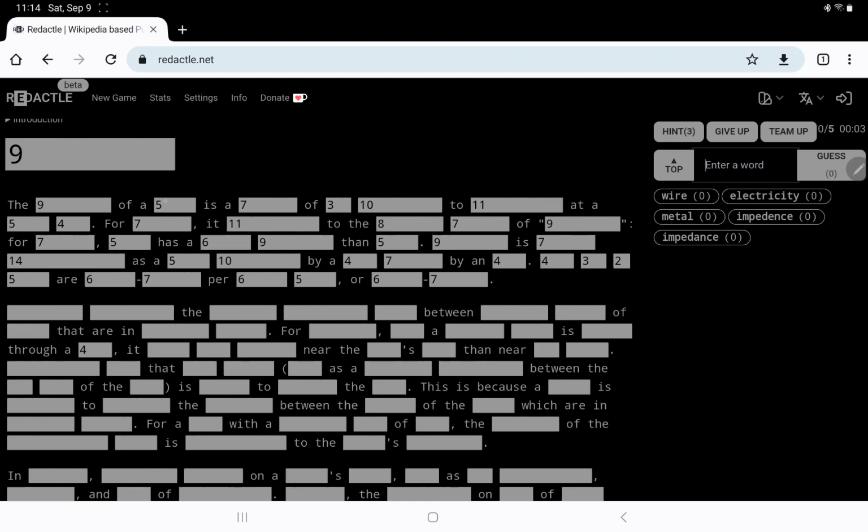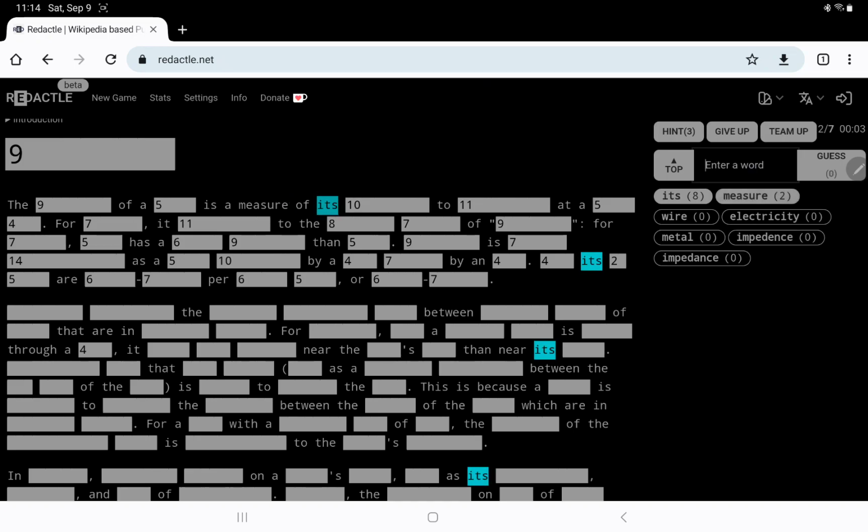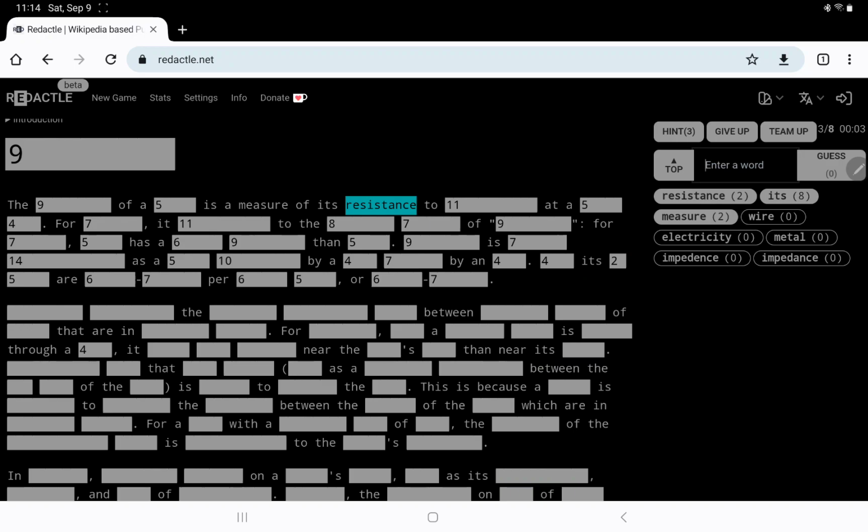So then it is the something. What is that 5-letter word? Is it a measure? Oh, thank God. At least I got one word right. And it's, hooray for me. And 9 of a 5 is a measure of its, well, let's try resistance is futile. Okay, so it's resistance to something. Is it at a fixed?